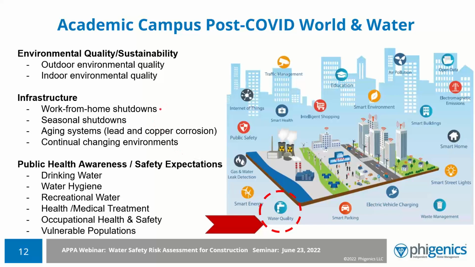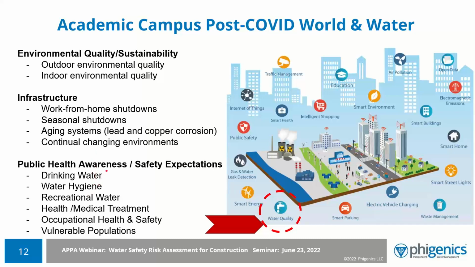And you all experienced as a part of this pandemic some type of work from home or mandatory shelter in place shutdowns. You deal with seasonal shutdowns because of the campus, whether it's running throughout the academic year and the semesters. You have aging systems in many cases. It could have lead and copper corrosion issues. And you're in a continually changing environment that's being improved. Similar to my long-term building type in healthcare, there's a lot of renovation and construction that goes on.